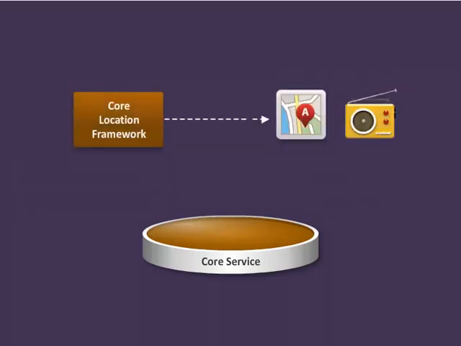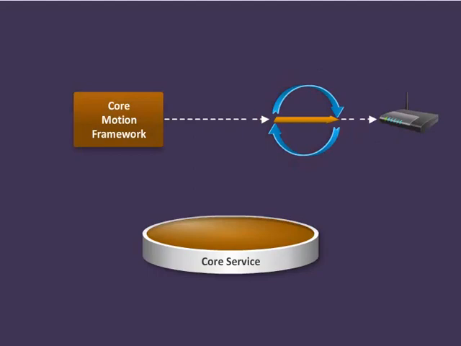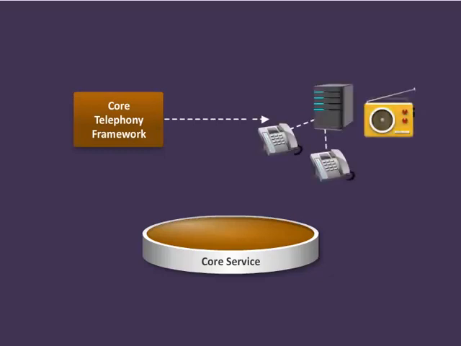The Core Location Framework provides location and heading information to apps, for which it uses the onboard GPS, cell, or Wi-Fi radios to find a user's current latitude or longitude. The Core Motion Framework provides a single set of interfaces for accessing all motion-based data available on a device. The Core Telephony Framework provides interfaces for interacting with phone-based information on devices that have a cellular radio.